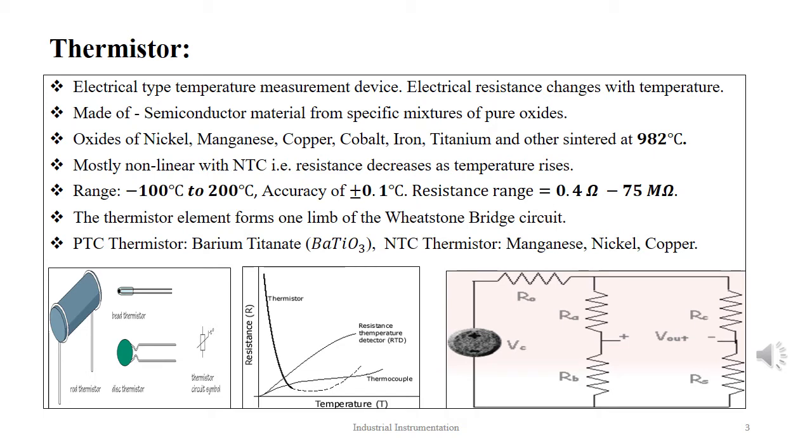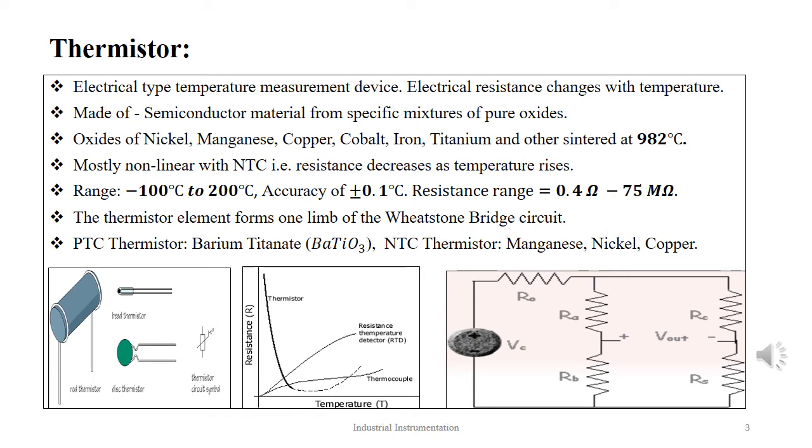The thermistors are made up of specific mixtures of pure oxides of nickel, manganese, copper, cobalt, iron, titanium, and other metals sintered at 982 degrees Celsius and above. Sintering is the thermal process of converting loose, fine particles into a solid, coherent mass by heat and or pressure application without fully melting the particles to the point of melting.